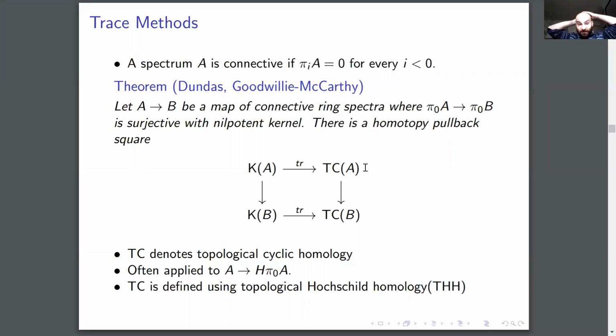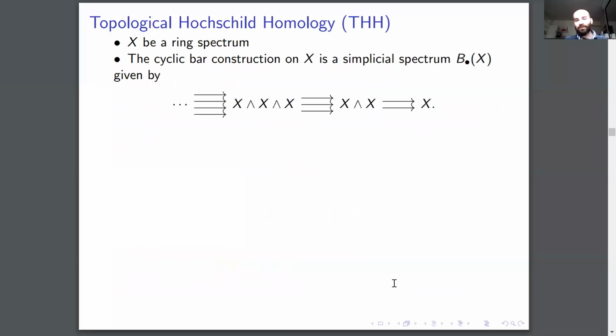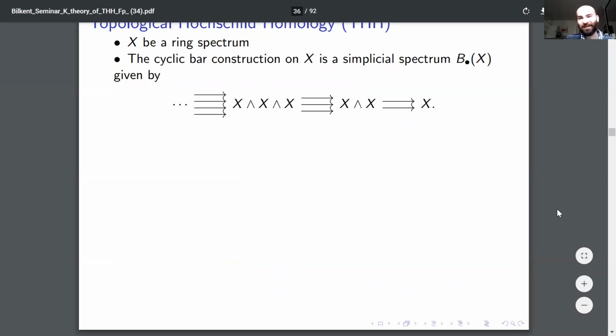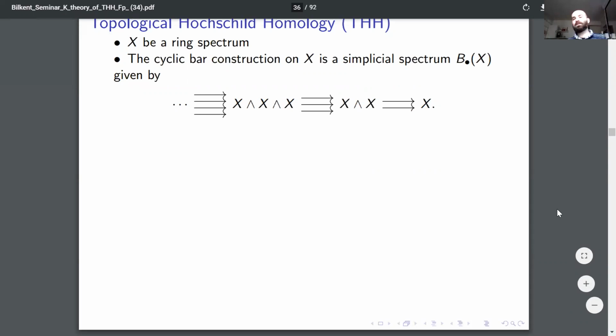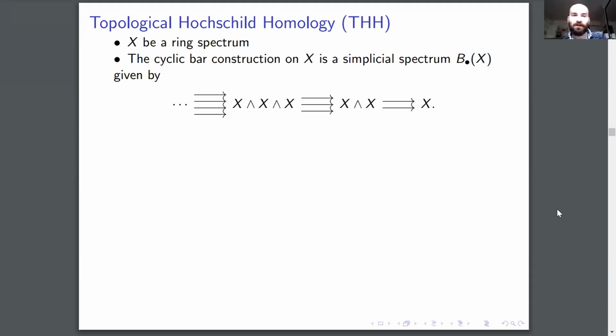And this topological cyclic homology is defined using topological Hochschild homology. This follows the theme I was telling you about: whenever there is a theory in classical algebra, you do it in spectra by replacing tensor products with smash products, and you transfer that theory to stable homotopy theory. This is the idea behind topological Hochschild homology.